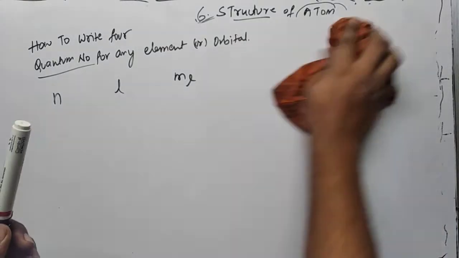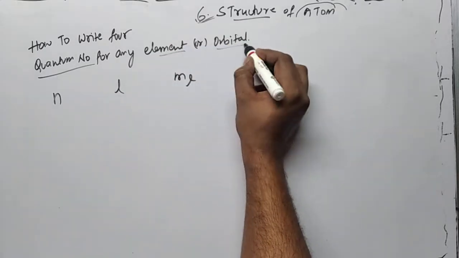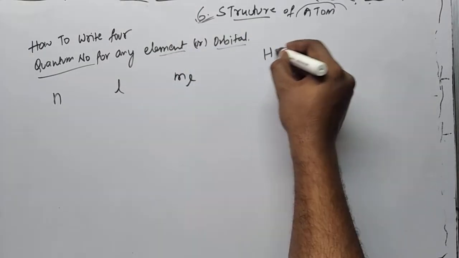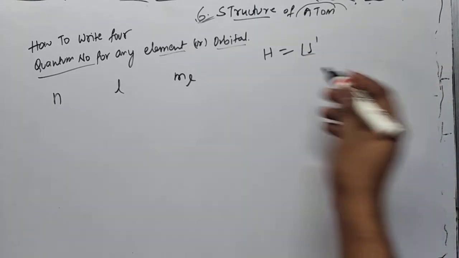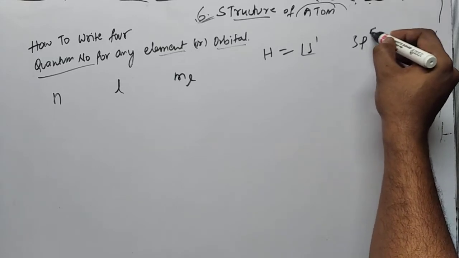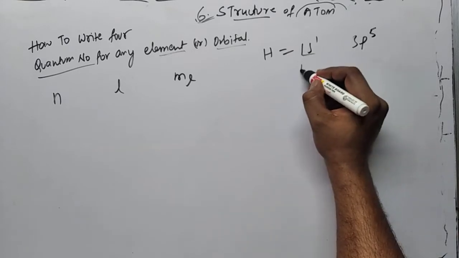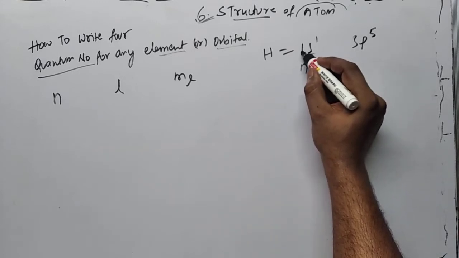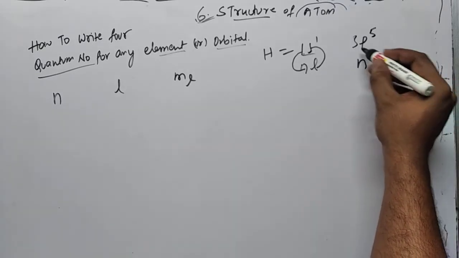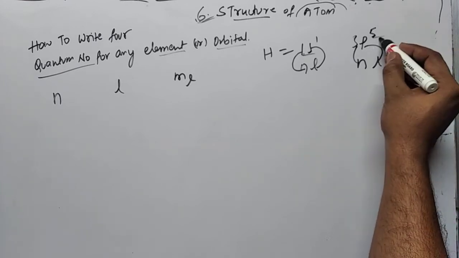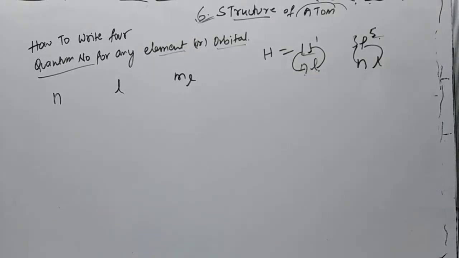Okay. Whenever any element or orbital is given, suppose we have an element like hydrogen, 1s1, you should write the electronic configuration, or sometimes they will give the orbitals like 3p5. So from this orbital you are going to get the n and l values. This is the n value and this is the l value, and here also we have n and l values and the number of electrons in the p orbital. So if you know the n and l values, then we can know the ml values.